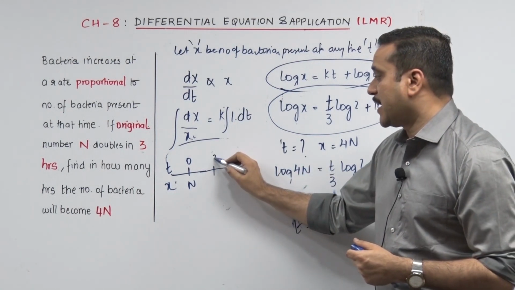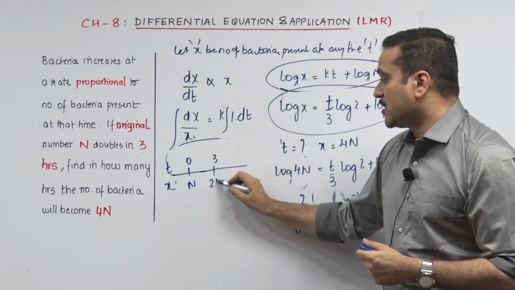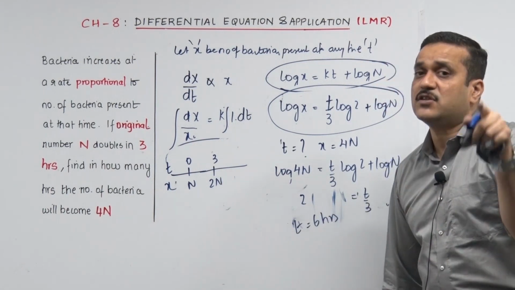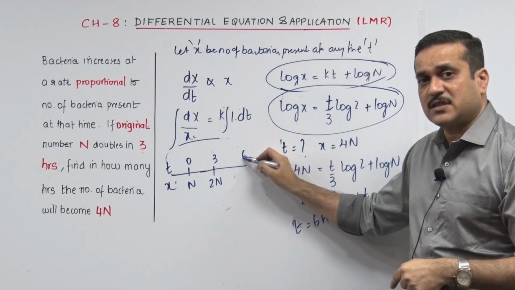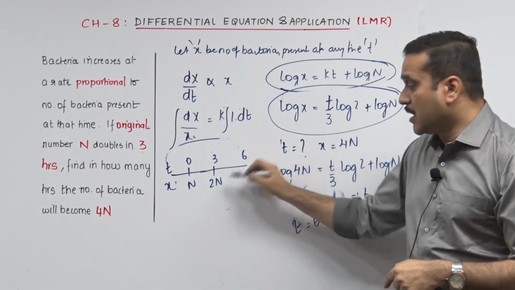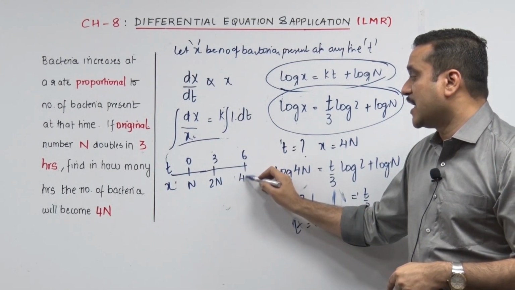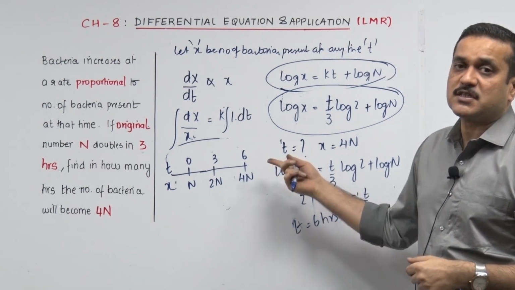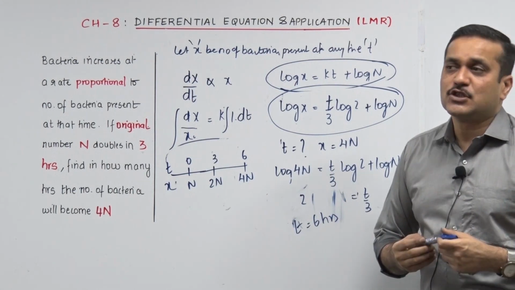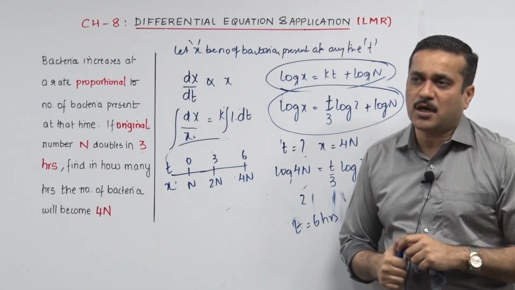So on the timeline at 3 hours, now the bacteria in the tray are 2n. In every 3 hours, it will double. So in the next 3 hours, that means at the end of 6th hour, the number of bacteria will become double of 2n, it will become 4n, and that was the question, in what time does the bacteria become 4n? It's 6 hours. You got the 6 hours. So you must have enjoyed this, I am very sure about it.